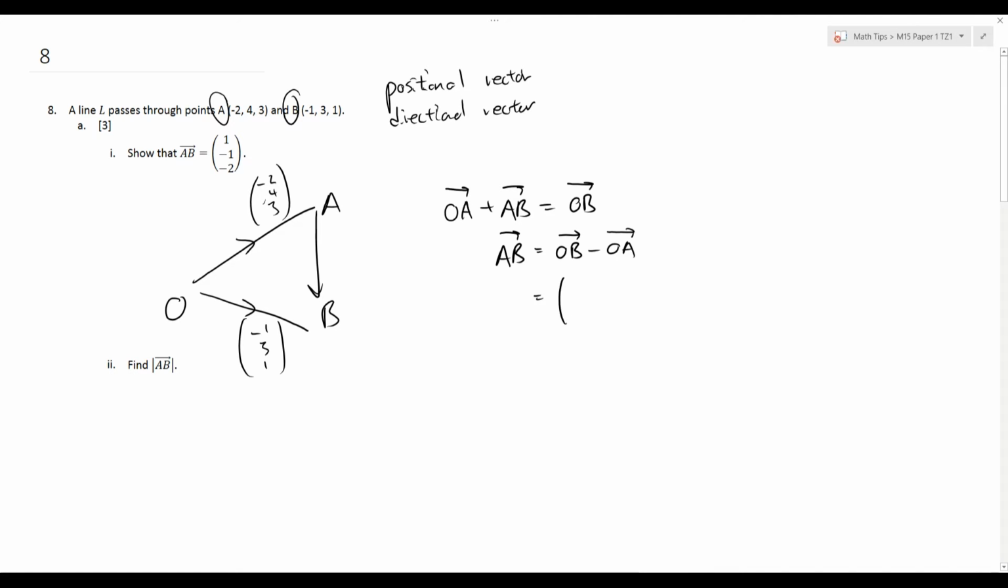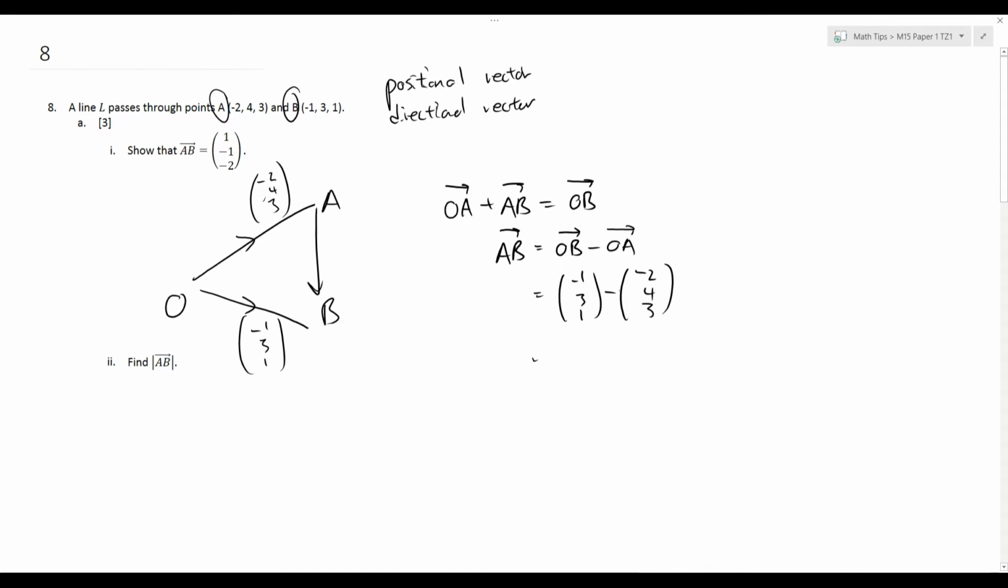Whereas OB, we know, is (-1, 3, 1), minus OA, which is (-2, 4, 3). So to get this: -1 minus -2, we get 1; 3 minus 4, we get -1; and 1 minus 3, we get -2. Voila! This is how we calculate the answer for AB.